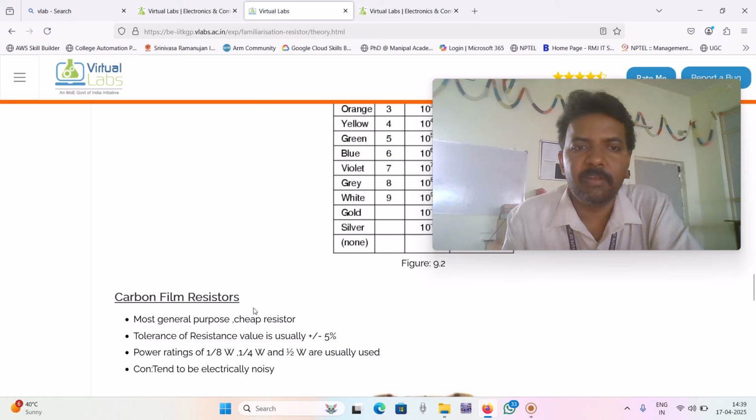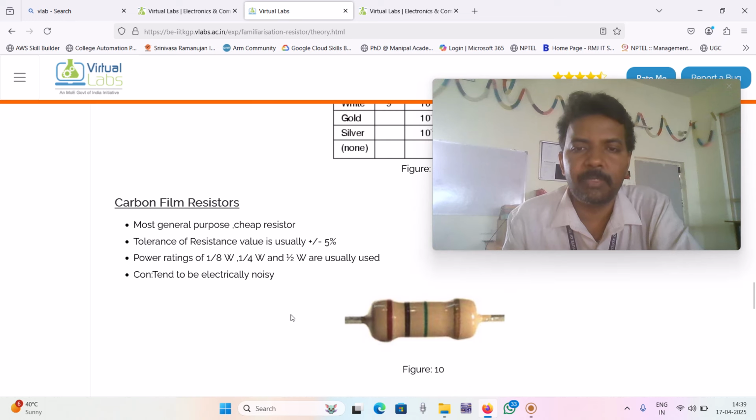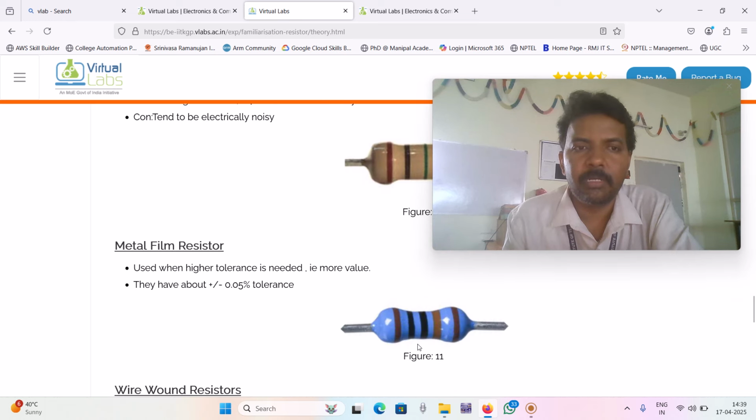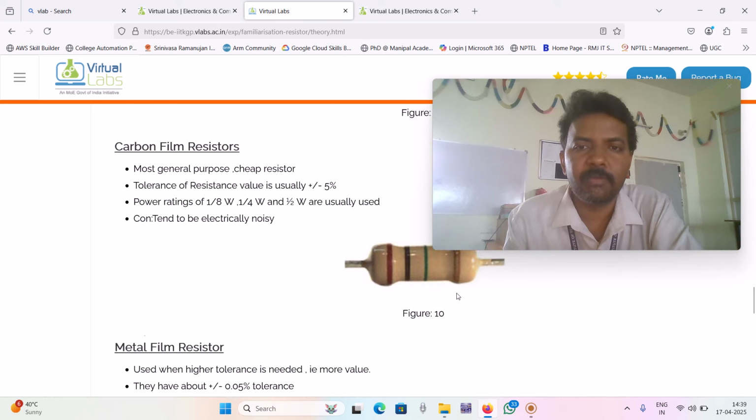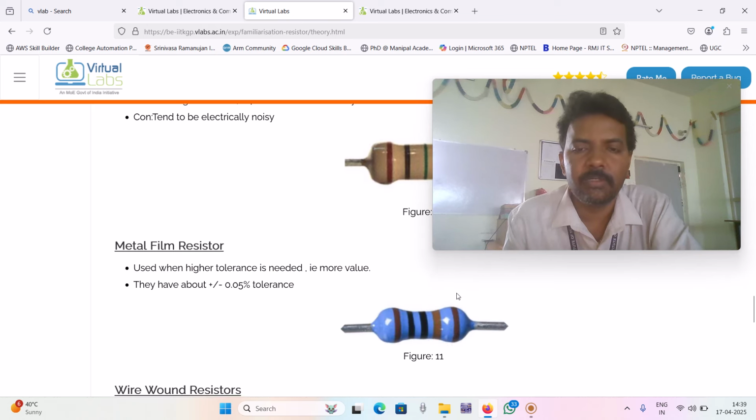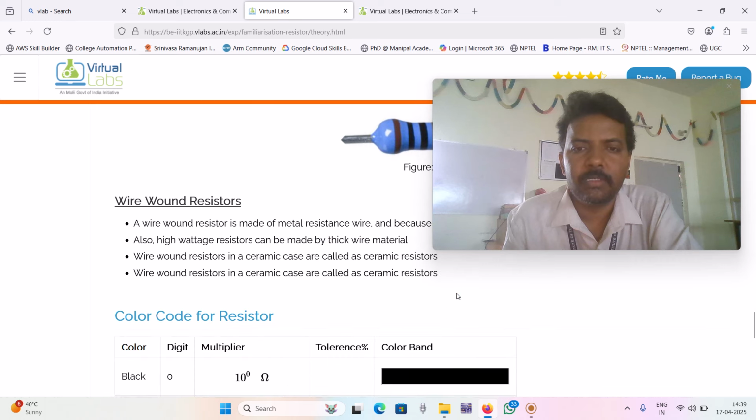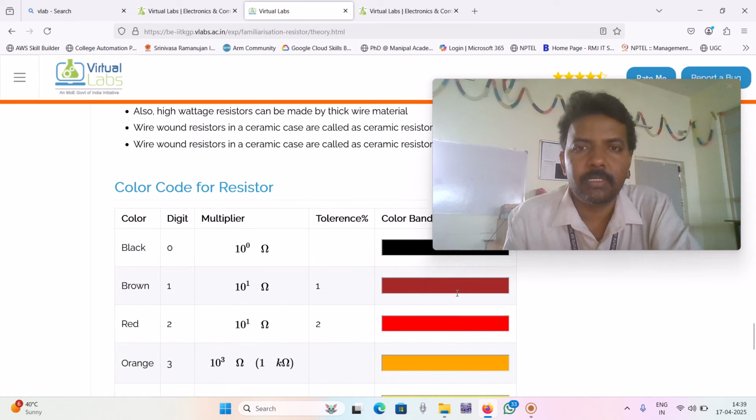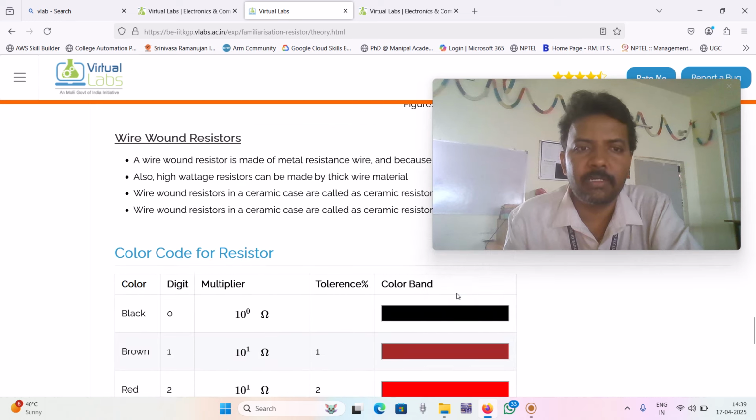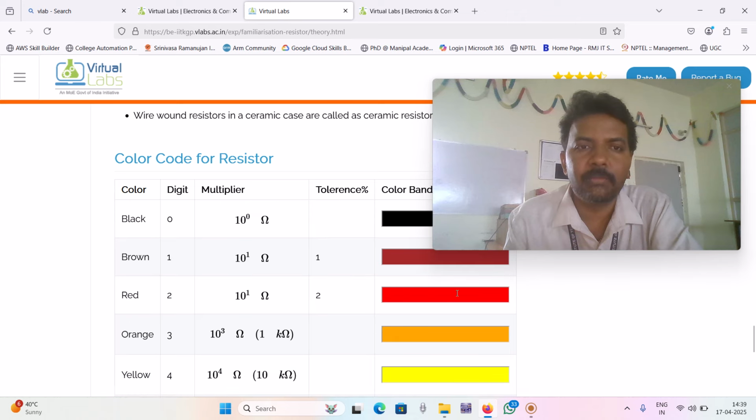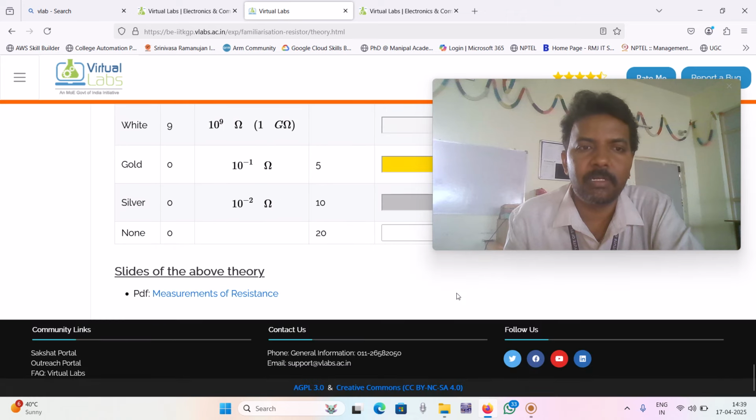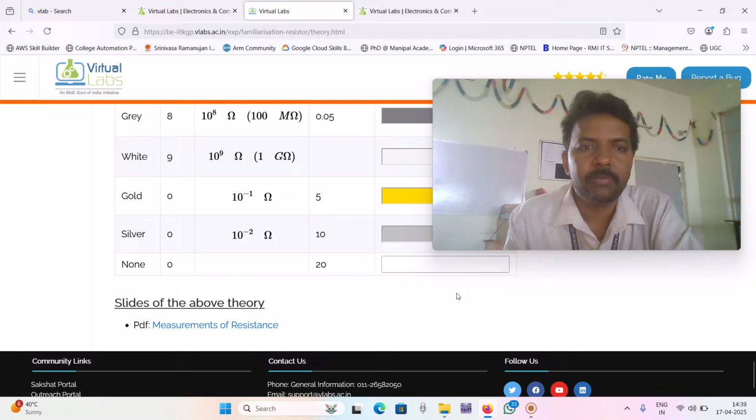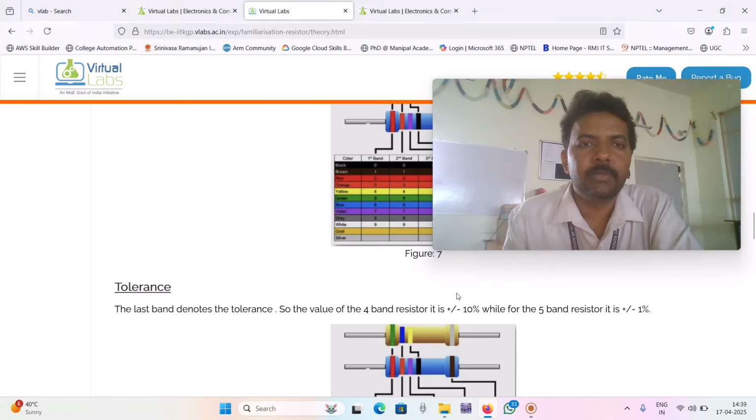See, here is the carbon film type of resistor. It will appear like this. And the metal film type resistors appear like this. These two types of resistors you can observe in our physical lab. These are the color bands for the different resistors and their digit numbers, multiplier numbers, and tolerance values are also available.